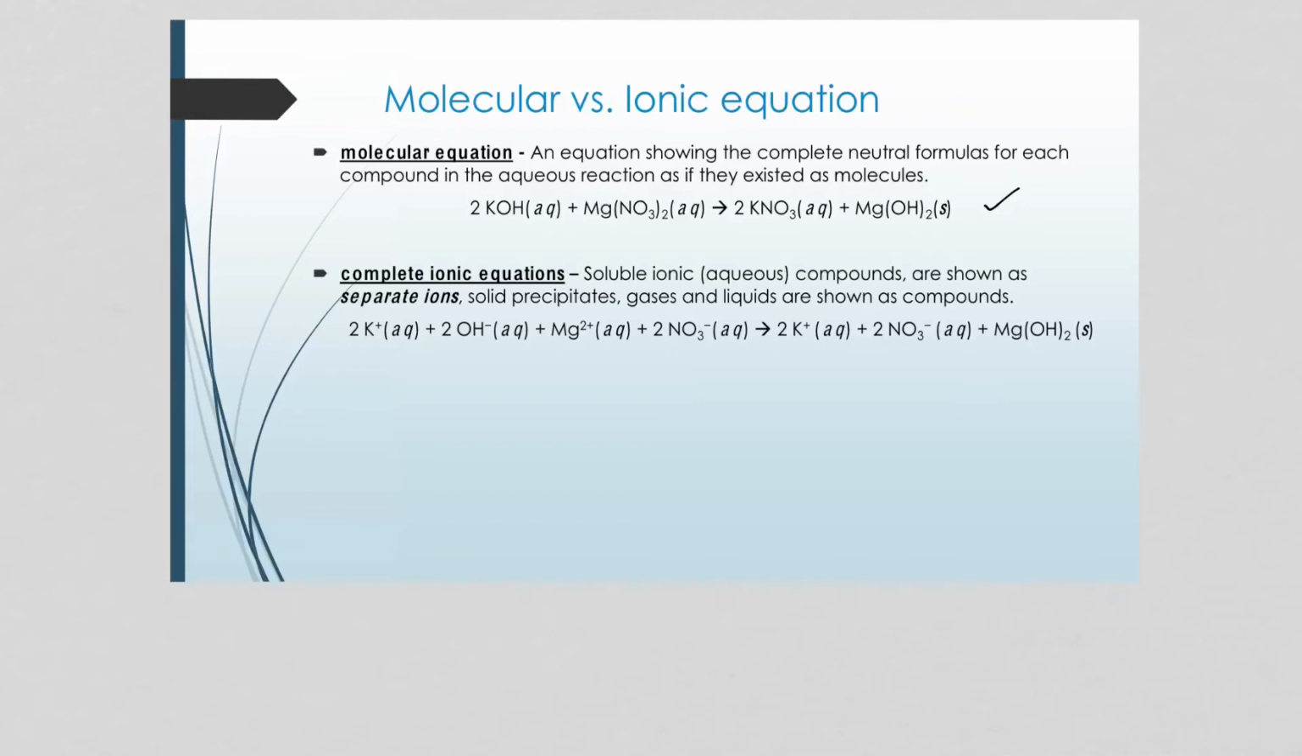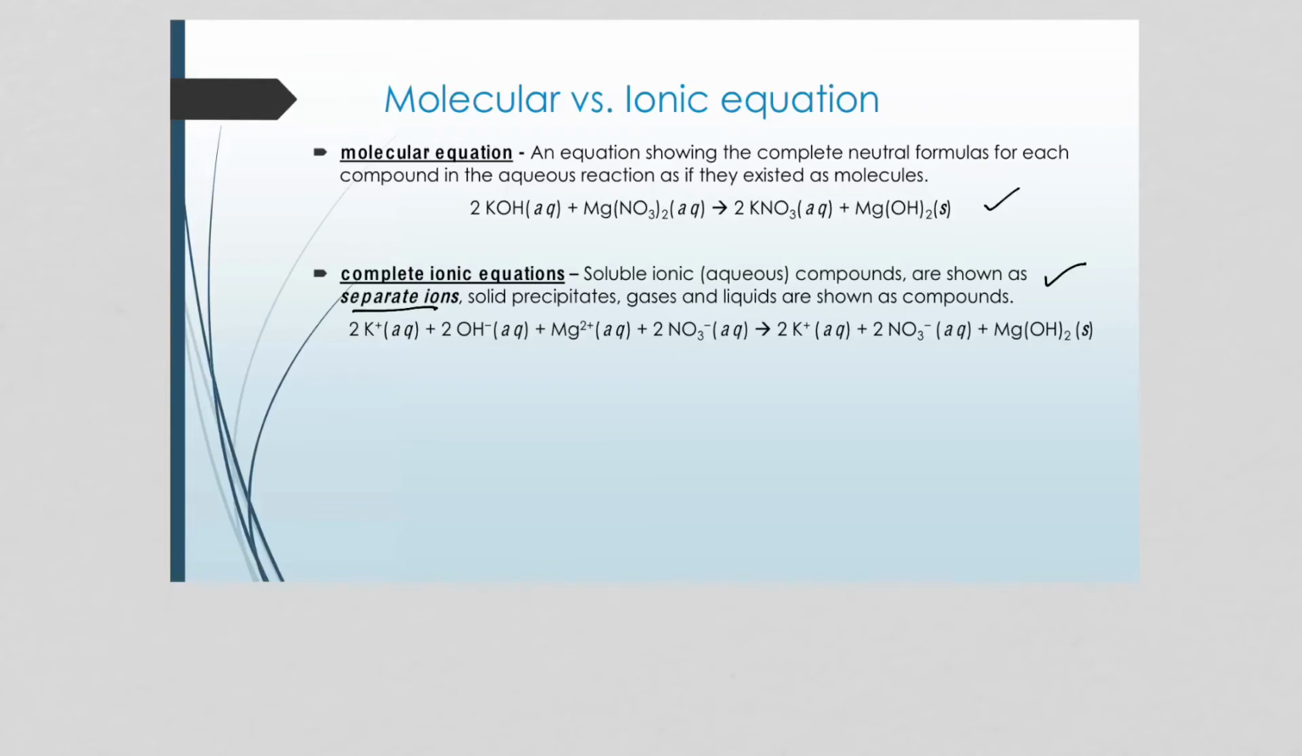So a more complete way that we can write that is to write something called the complete ionic equation. And this is where the soluble ionic compounds, or the aqueous compounds, are shown as separate ions, while the solid precipitates, or sometimes gases or liquids, are simply shown as their compounds, right? Because that's how they're existing.